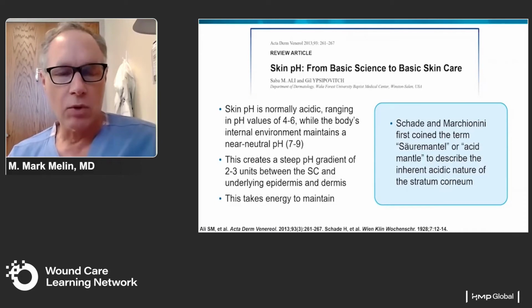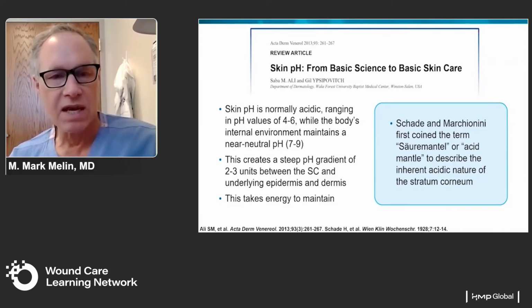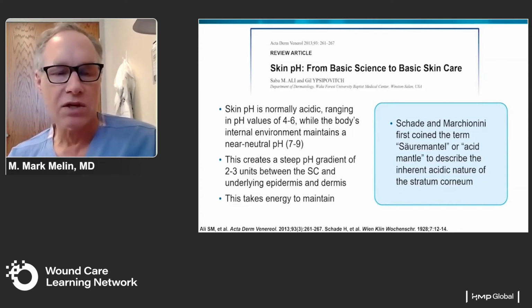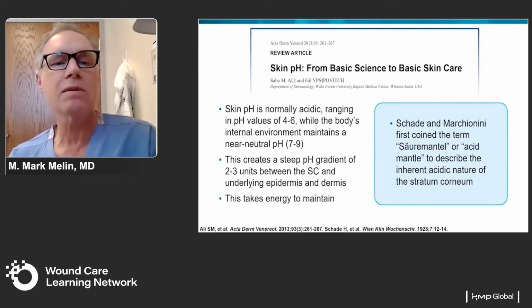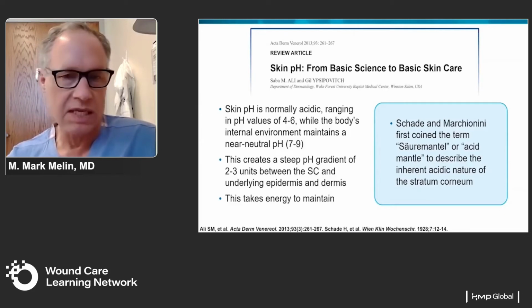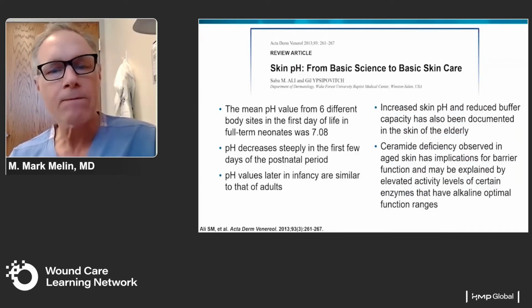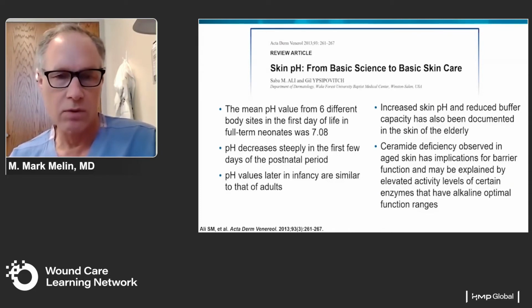As has been talked about, when you're born, your skin pH is about 7, typical of the inside of the uterus and the amniotic cavity. Then as we age, starting at age 75 to 80, our skin pH tends to naturally go up again towards neutral, hence why we tend to see more wounds in elderly patients. Understanding this helps us understand how to recreate environments that will favor wound healing.